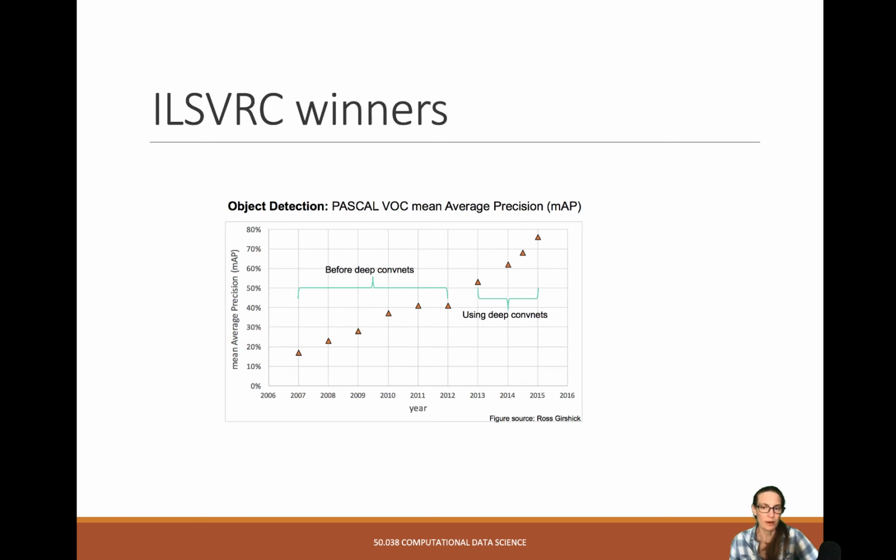Here again, just a different representation. The precision, instead of the error rate, goes up a lot using deep neural networks.